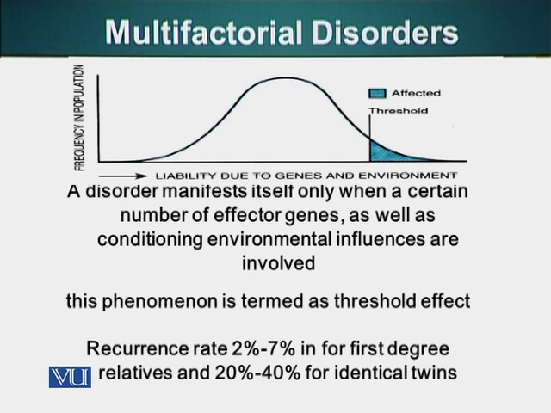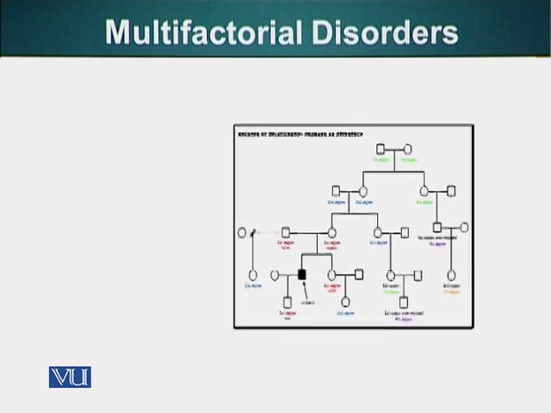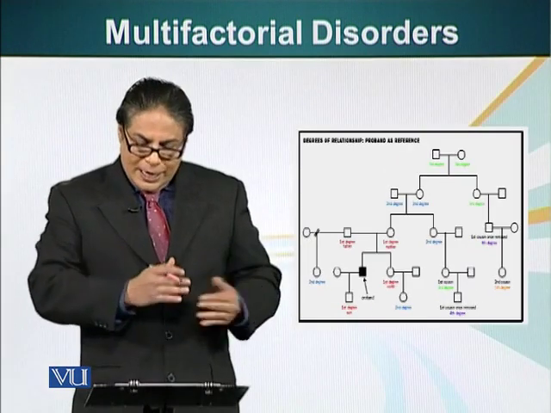The recurrence rate for identical twins is 20 to 40%. Identical twins basically means both individuals have the same genes, they're identical genetically. Even in them, the recurrence rate is not 100%, it's not 50%, it is 20 to 40%. So this figure shows basically how important the environmental factors are as compared to the genetic factors.